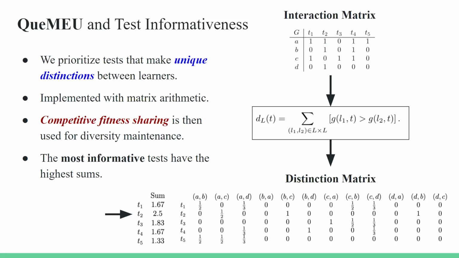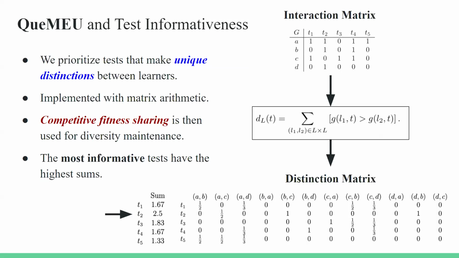In this case, this has binary outcomes where a 1 represents pass and a 0 represents a fail. This is pretty simple to implement. It just requires matrix arithmetic and then a competitive fitness sharing step where we divide each distinction made by the number of other tests that make that same distinction. And so that's how we get that notion of the unique distinction.